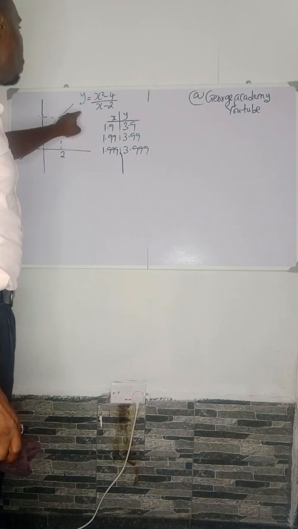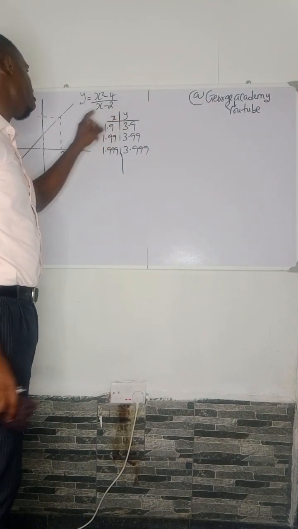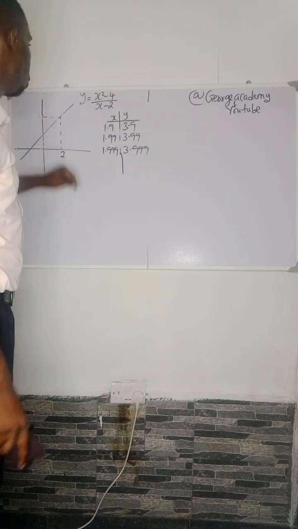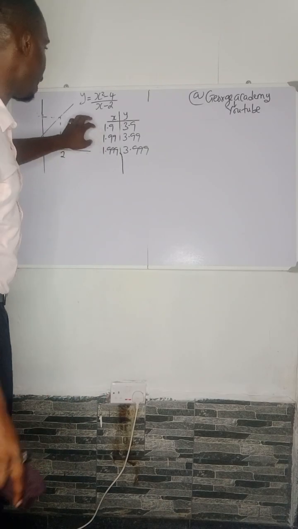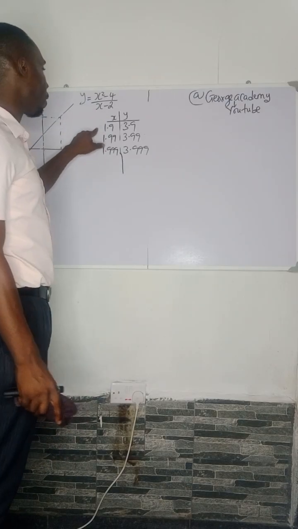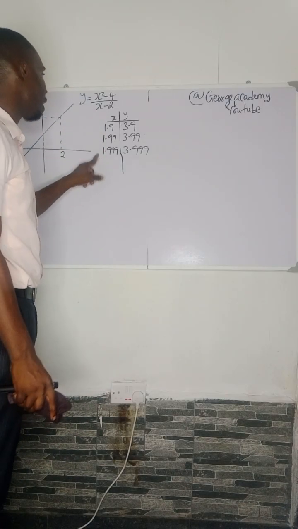Now let's look at this function. y is equal to x squared minus 4 over x minus 2, as x approaches 2. I took the liberty of assigning values for x as it approaches 2: 1.9, 1.99, 1.999.